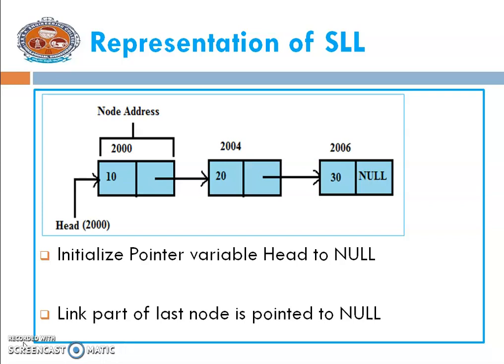In the program, first of all, before performing any operation on single linked list, we must declare or initialize a pointer variable head to null value. If the linked list is empty, then the value of the head is null.